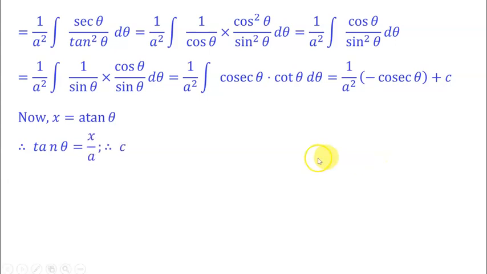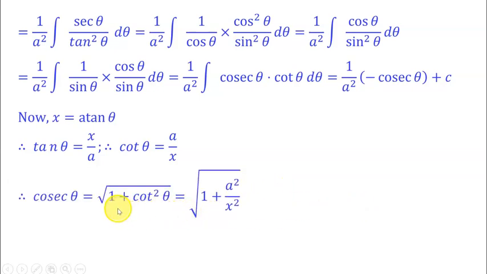Now substitute the value. You will get tan theta equals x upon a, that is, cot theta equals a upon x. Therefore cosec theta is nothing but root of 1 plus cot square theta, and that is root of 1 plus a square upon x square. After simplification, that is x square plus a square upon x square. The root of x square is x. Therefore, you will get root of x square plus a square upon x.